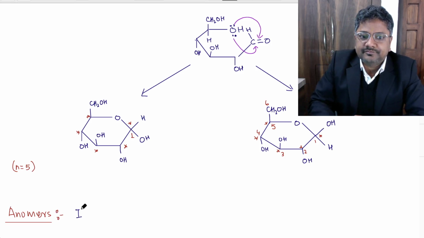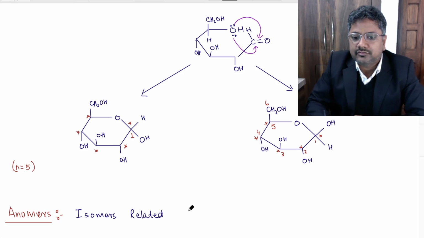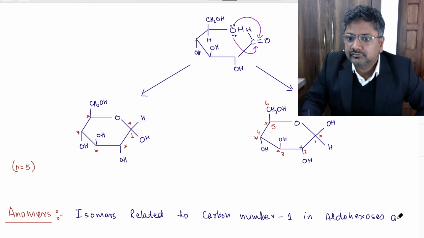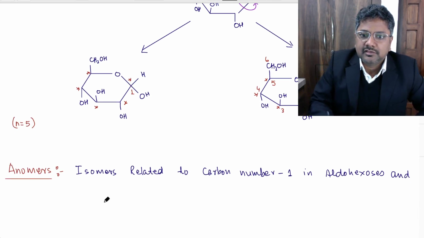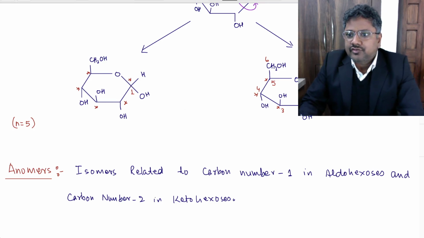Anomers are the isomers related to carbon number 1 in aldohexoses and carbon number 2 in ketohexoses, right? Now the naming of this is very crucial and very important.